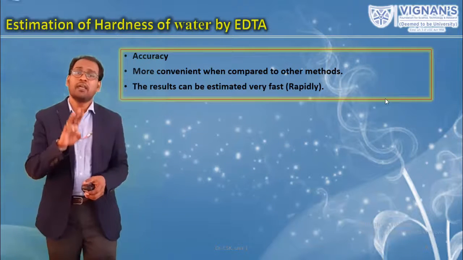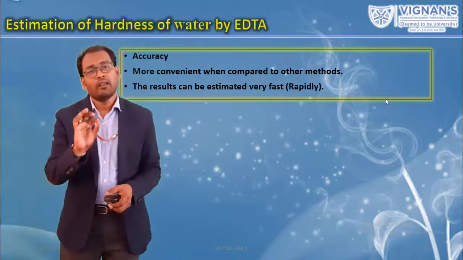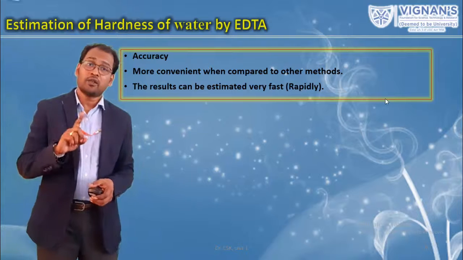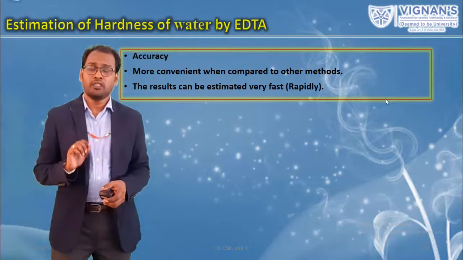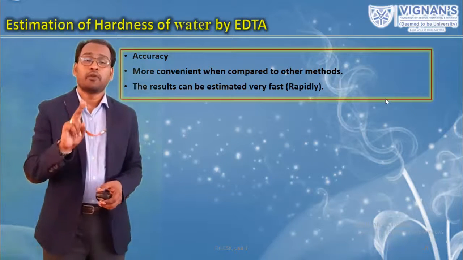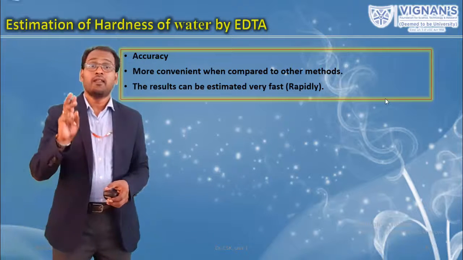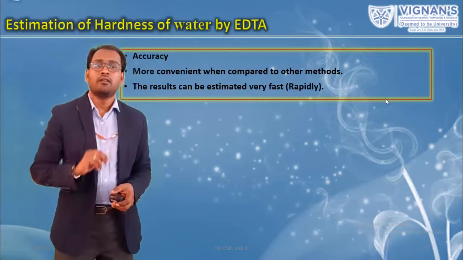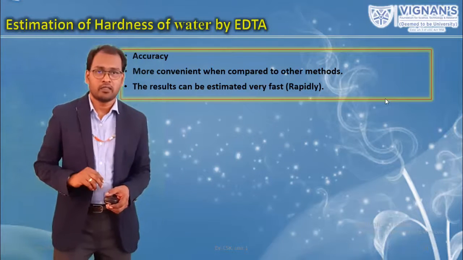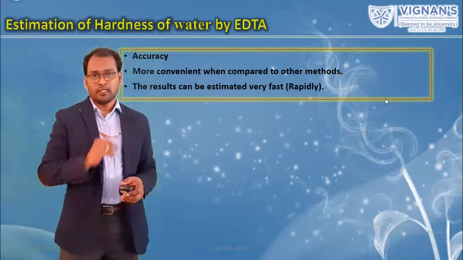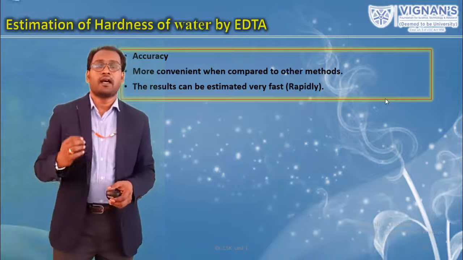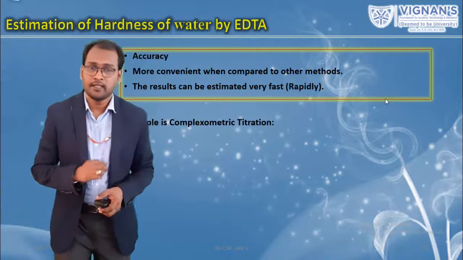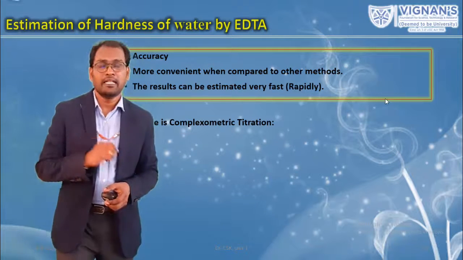Right? These 3 points make this estimation very simple and more convenient to do in a lab. First one is the accuracy is top notch, it is good, and the procedure is very simple, right? And the results can be obtained at a very faster rate. You can get the results in 10 to 15 minutes, right? So this is why this method has been chosen for estimating the hardness of water. Okay, right. So now we will see what is the principle behind this EDTA estimation.